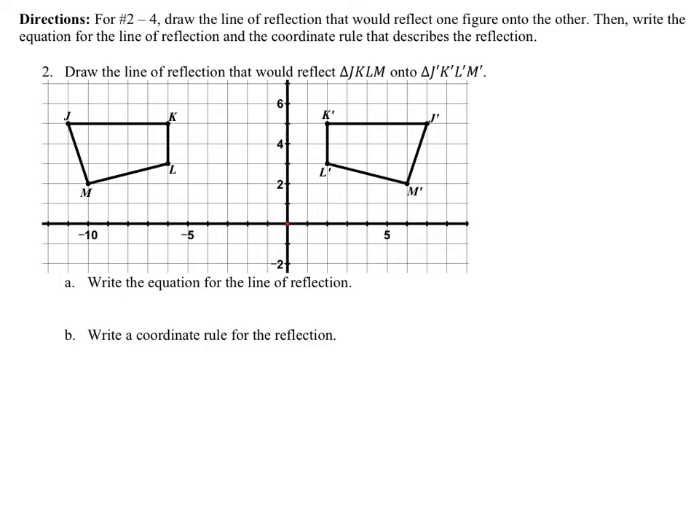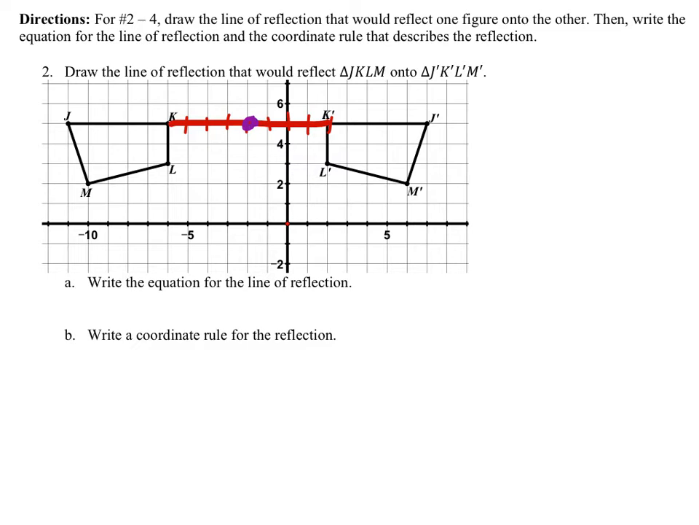For 2 through 4, we'll draw the line of reflection that would reflect one figure onto the other, then write the equation for the line of reflection and the coordinate rule that describes the reflection. That sounds great. Let's write the equation for the line of reflection. Let's figure out where it is first. So what I'm going to do is I'm just going to connect 2 corresponding points such as K and K prime. Now, if I look at these, I can see that they are 1, 2, 3, 4, 5, 6, 7, 8 units away. So I've got to go halfway between that, and that is where the line of reflection would be.